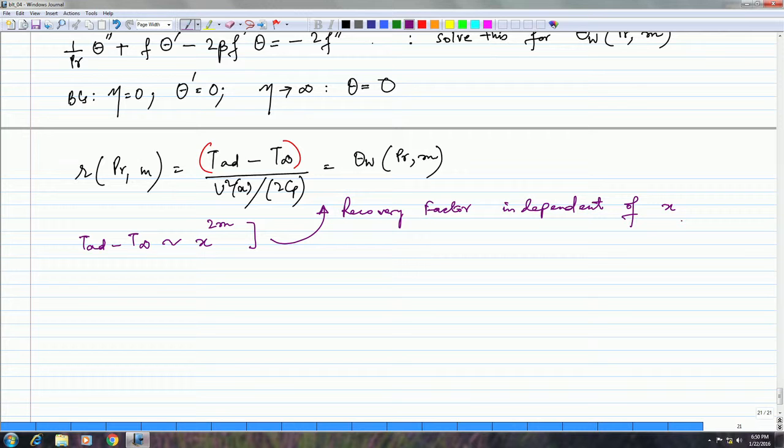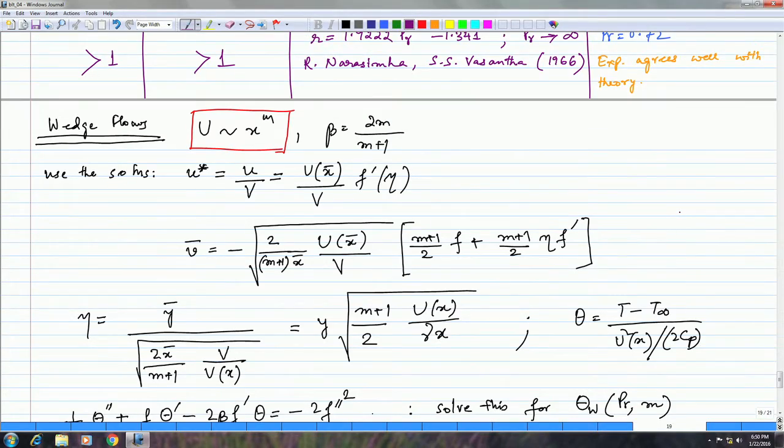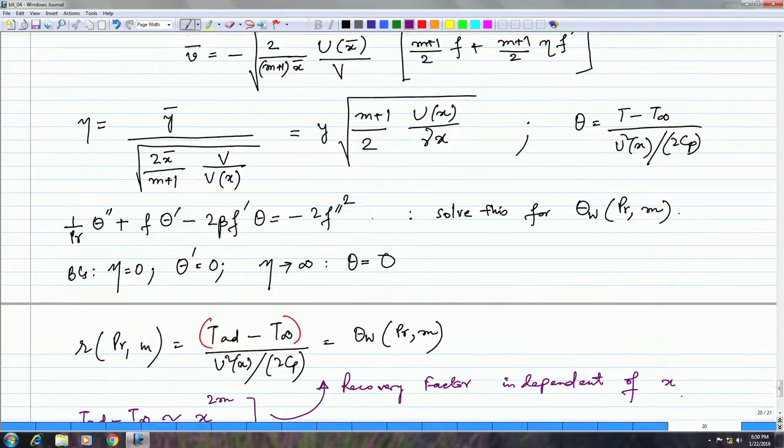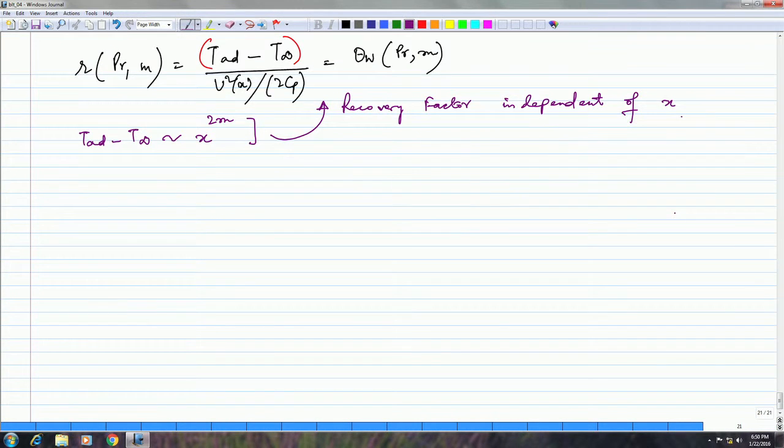Okay, fine. So that's that about the wedge flows. If I were to write it like this, the next thing is let's talk about a wall jet. We'll talk about a wall jet.